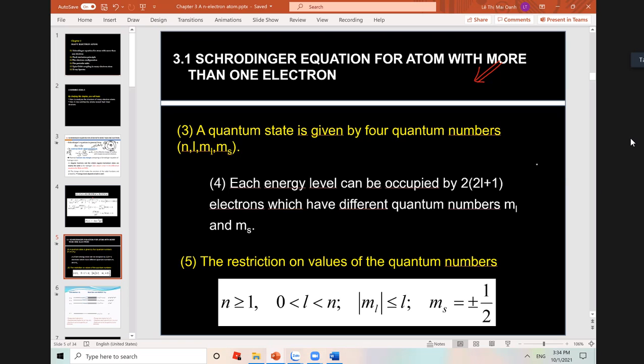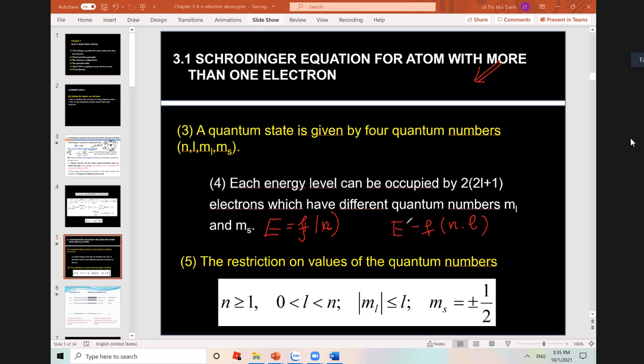Because in hydrogen atom, you will have E as a function of n. E only depends on n. However, in many electron atoms, you can see here, E depends on not only n, but also l. Yes. One energy state can be determined from the 2 quantum numbers, n and l.